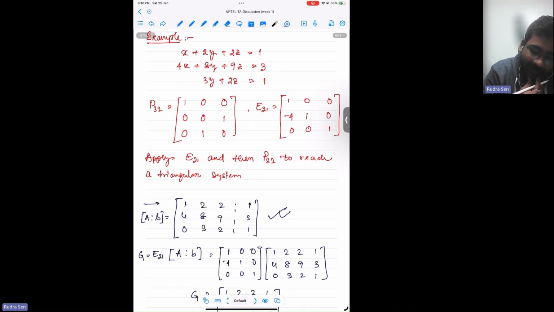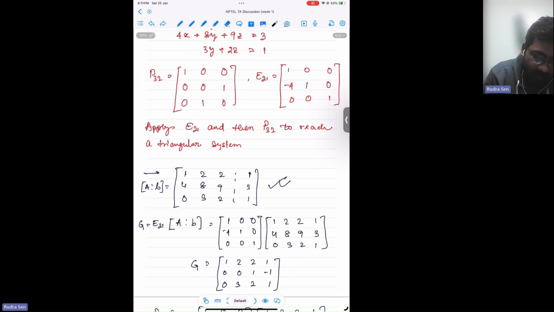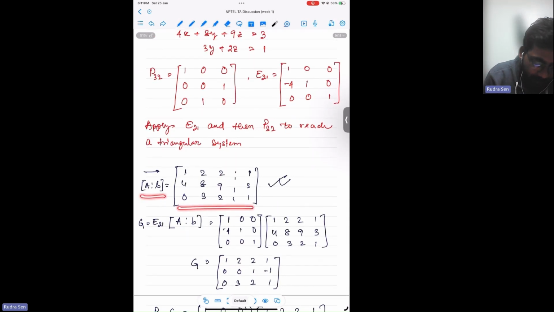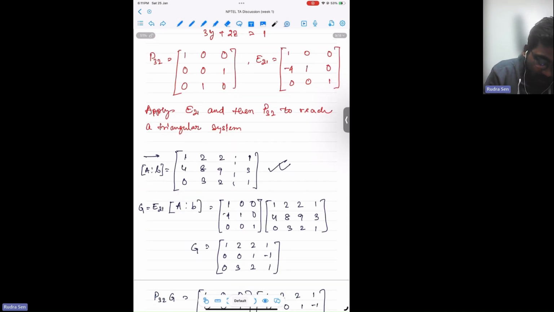I just skip one step here. So I have already augmented this matrix. First you find out the coefficient matrix, and this is the B vector, and then augment it. So this is basically the A matrix, this is basically the B vector, and I augment it over here. So this is basically A augment B. Now I multiply this A augment B by E21, okay, and call it G.